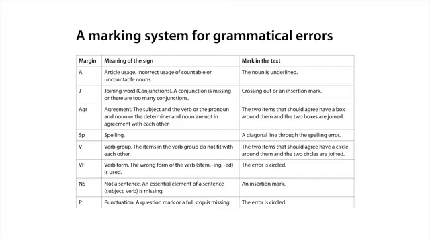As well as having a mark in the margin, there should be some kind of mark in the text to show where the error occurs. So the mark in the margin shows the kind of error, and the mark in the text shows where the error occurs. The learner's job is then to try and correct the error.